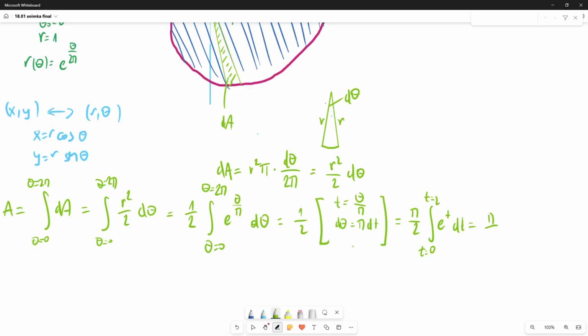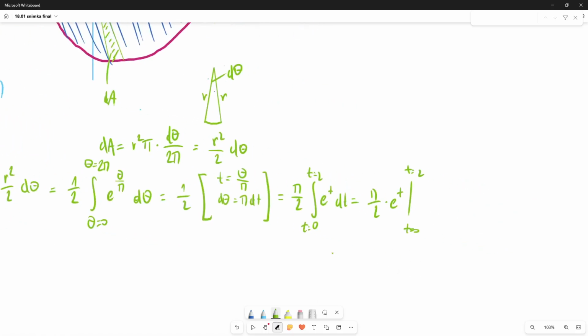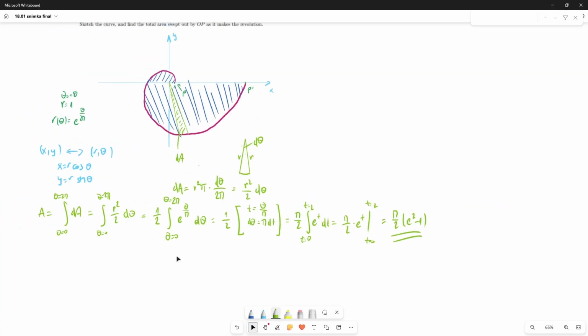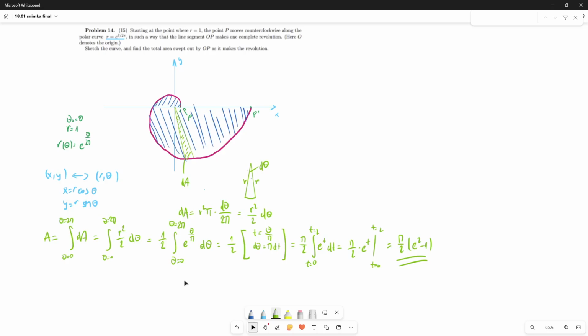So we have pi over 2 times e to the power of t, where t goes from 0 to 2. And that is pi over 2 times (e squared minus 1). This is our area swept by the curve.